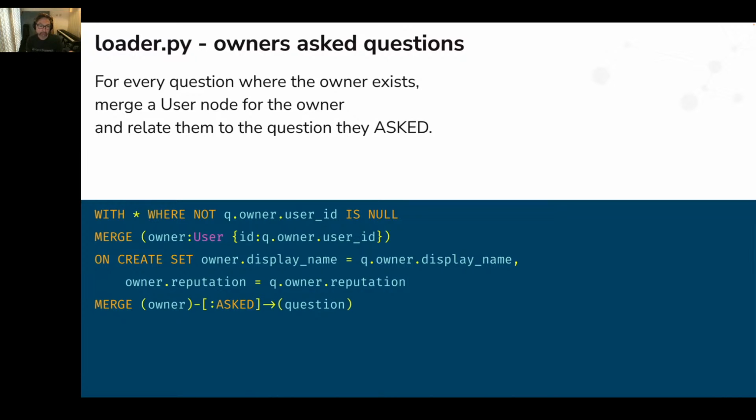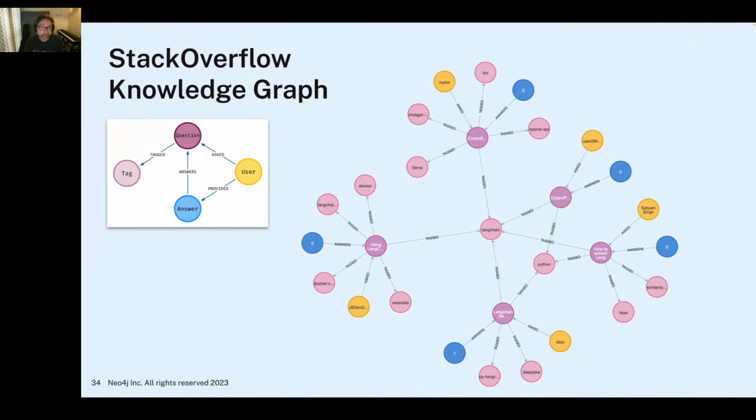So the key parts here are the two merges as usual. It's merging new users who are the owner if they exist. And then also if they exist, we'll then do the merge of the owner who asked the particular question. Go through all the questions in this way. And the result of all of that at the end is that this lovely graph appears. And on the left there in the white box, I have essentially the schema again of this graph. Here's what the layout looks like. We've got users who asked questions, users who provided answers, and answers that answer questions that are tagged with tags.